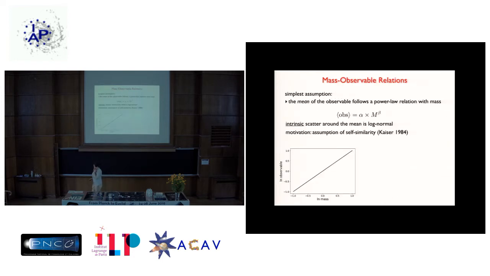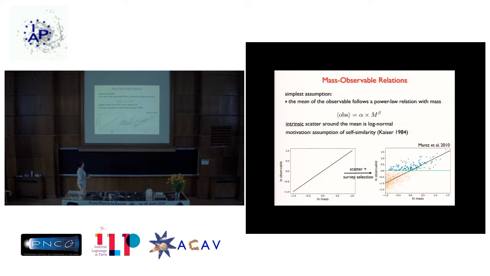Okay, the simplest assumption is that on average, the mean of the observables in bins of mass follows a power law relation. That is, if we plot things on a log-log plot, it's a straight line. And this is reasonably well motivated. However, we now have this intrinsic scatter of 20 to 40%. So what happens with the scatter when we do our survey? Well, this is what happens.